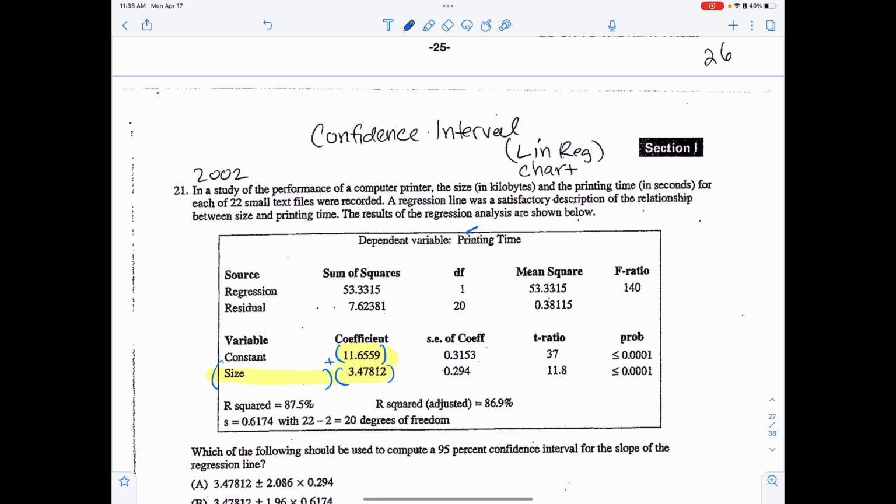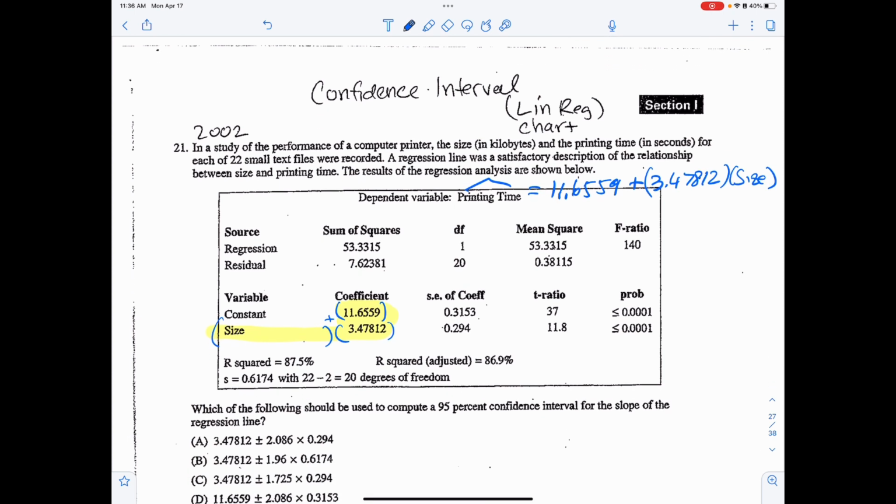I say, okay, so printing time hat equals 11.65559 plus 3.47812 times size. And that's my regression equation. All right, next notable things. This is talking about the constant, the y-intercept, and this is talking about the slope. But guys, we have not done anything on regression with the y-intercept, so we are not going to be using this data here at all. We've been doing regression based on the slope.